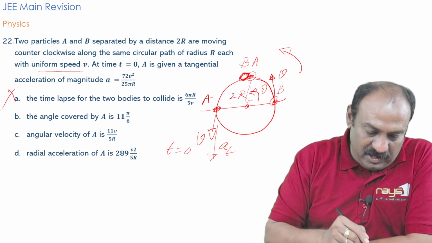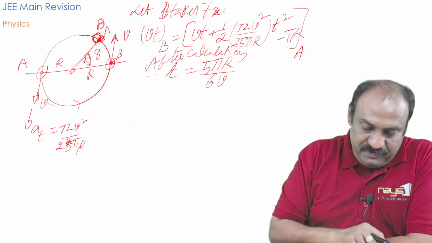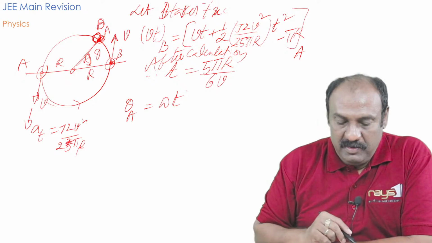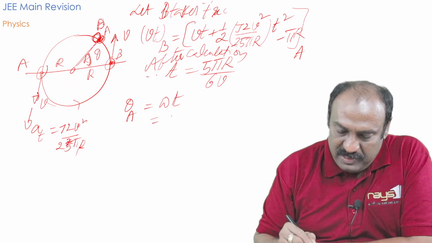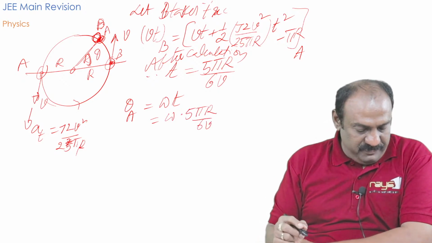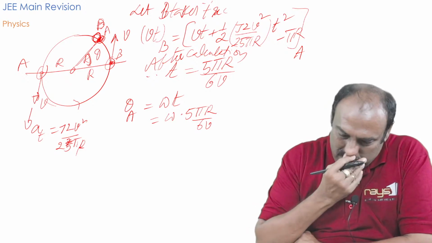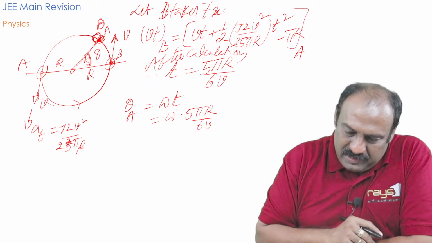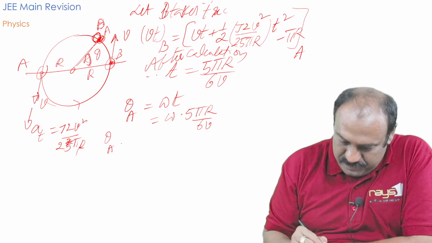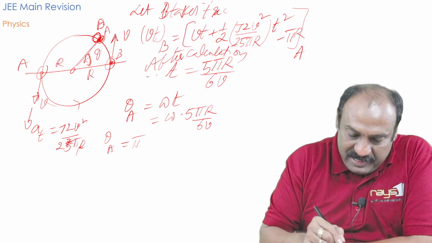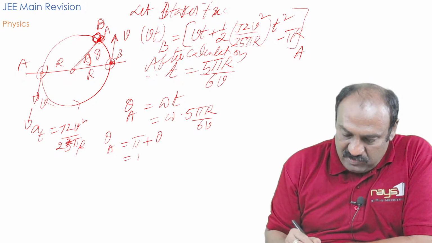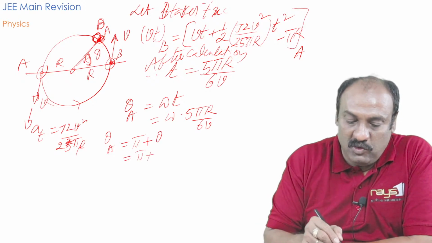The first option is wrong. Second option: what is the angle turned by A? Angle turned by A equal to omega into t. What is omega here? Omega is not known to you. So the angle turned by A is this pi radian, plus this extra value, theta. So pi plus theta, where this arc length is known to you, Vt.